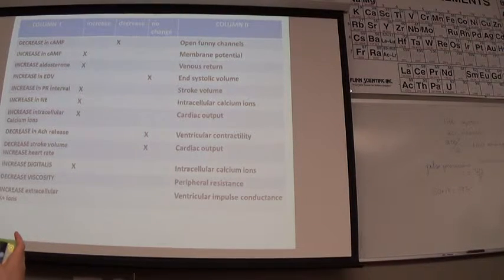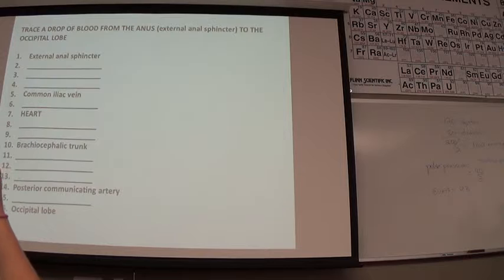Decrease in the viscosity of blood, so it's thicker? No, decrease in viscosity, I'm sorry, I read it as an increase. So a decrease in viscosity means it's thinner. Right. So there'll be a decrease in peripheral resistance. An increase in extracellular potassium ions. It's going to decrease.